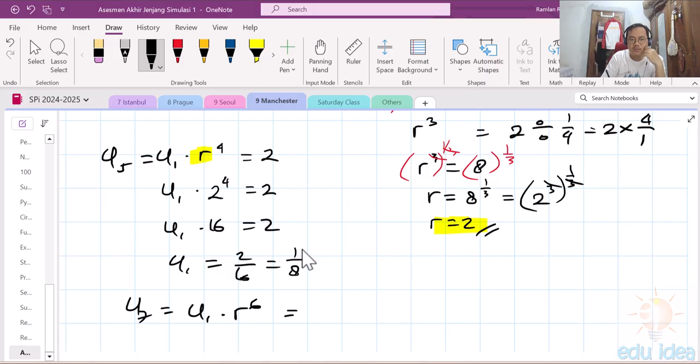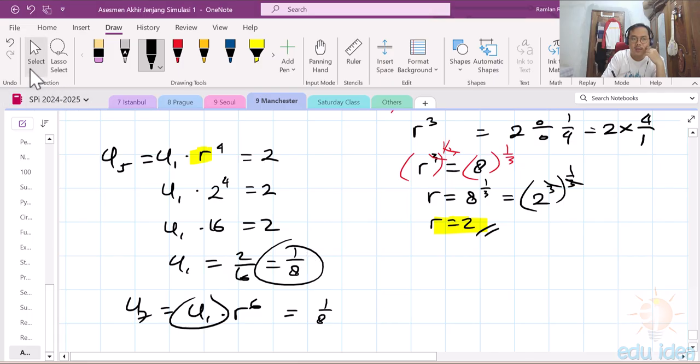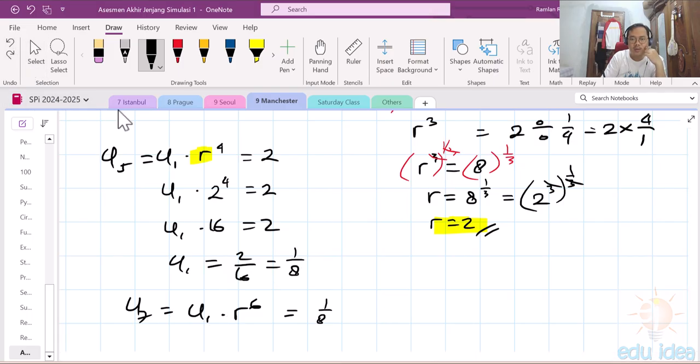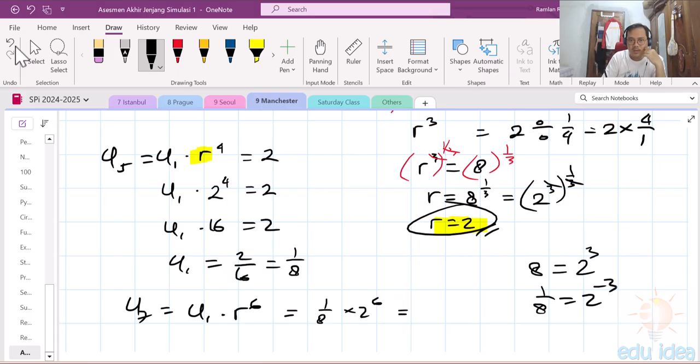So since we know that the first term is 1 over 8, to write down 1 over 8, right? And then r, we know that this is 2, right? So just 2 to the power of 6. Actually, I can write this down as 2 to the power of negative 3 if I want. Since 8 is 2 to the power of 3, 1 over 8 is 2 to the power of negative 3. So I can change this if I want to. If you want to do it manually, it's fine.